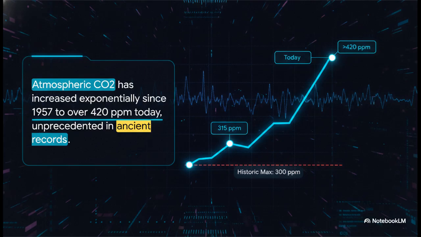Charles Keeling started taking continuous atmospheric carbon dioxide measurements in Hawaii back in 1957, and the data shows an exponential increase. CO2 levels have spiked from 315 parts per million to over 420 parts per million today. To really put that into perspective, if we look at data trapped in 800,000-year-old ice cores, the natural historic maximums basically never exceeded 300 parts per million.